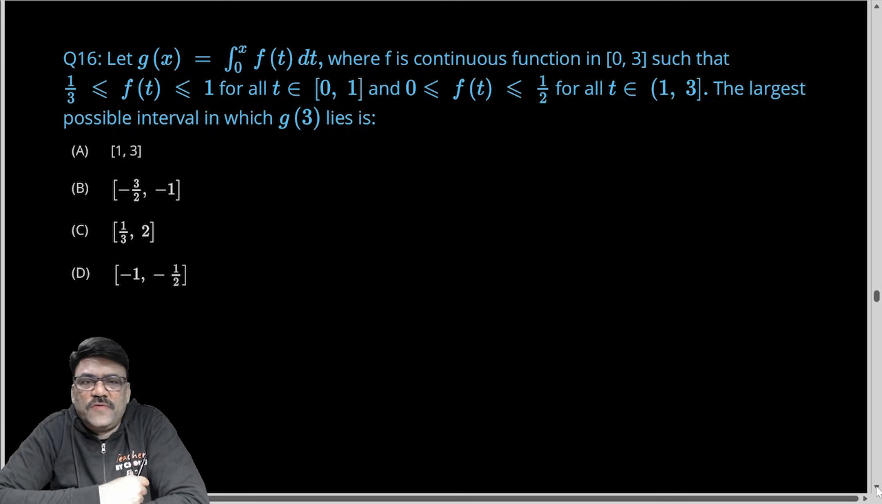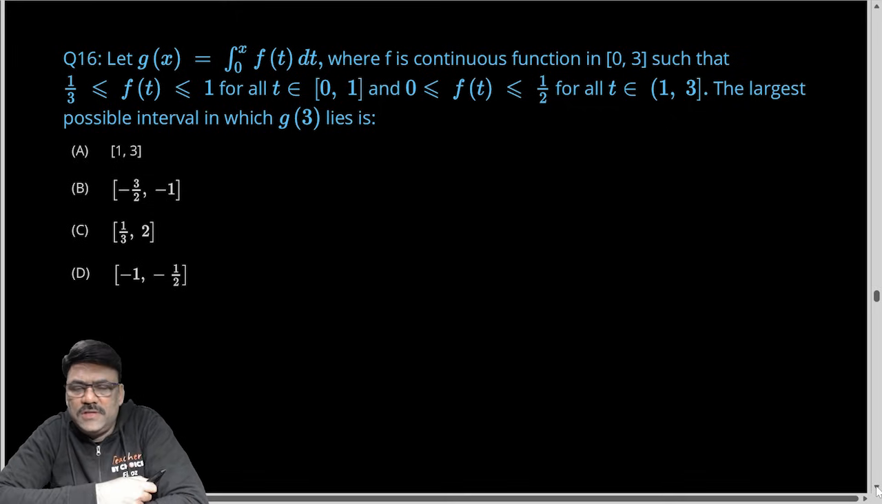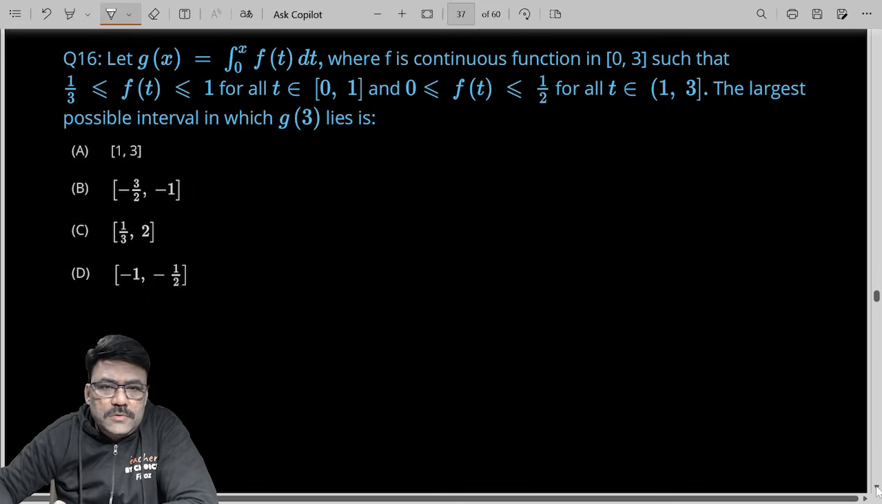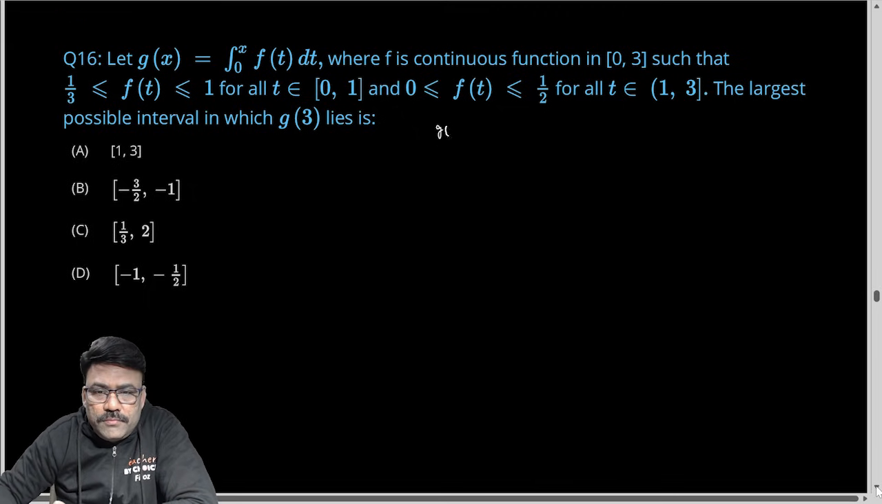Okay, see this question. This is from definite integration. G(x) is integral from 0 to x of f(t) dt. f is continuous in the interval 0 to 3. f(t) lies between 1 by 3 and 1 when t belongs to 0 to 1, and f(t) lies between 0 and half when t belongs to 1 to 3. So then the largest possible interval in which G(3) lies, means in which of these intervals G(3) will lie. See, here G(3) is integral from 0 to 3 of f(t) dt.